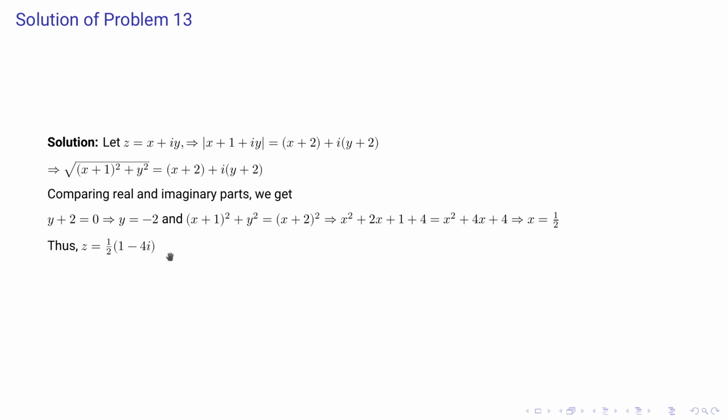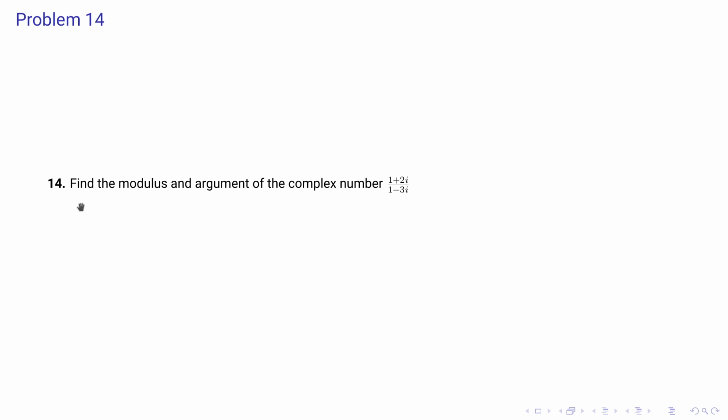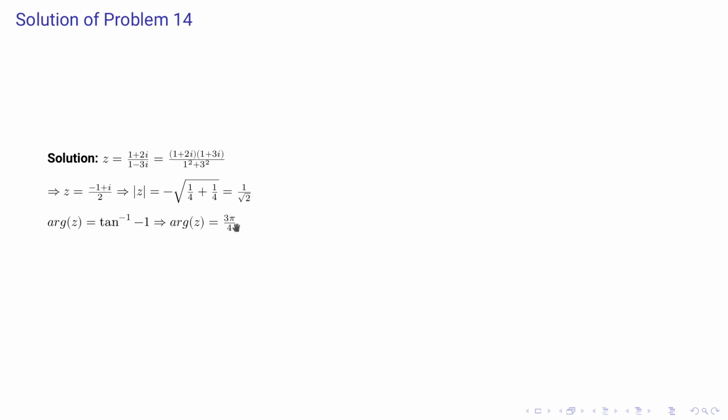Problem 14 says that find the modulus and argument of the complex number (1 plus 2i) by (1 minus 3i). So as always, we get rid of imaginary terms in the denominator. We multiply with the complex conjugate, 1 plus 3i in this case. So our denominator would be 1 square plus 3 square, that is 10.